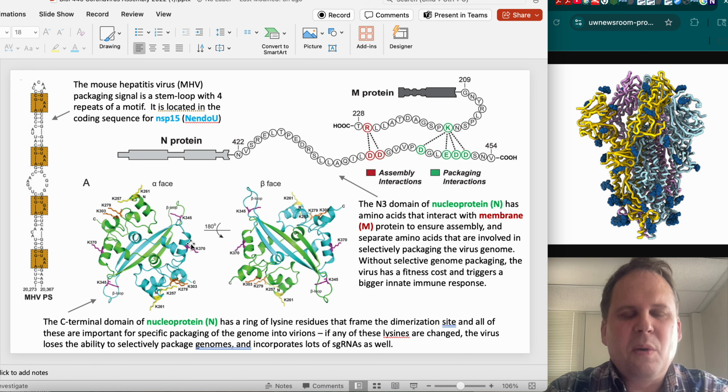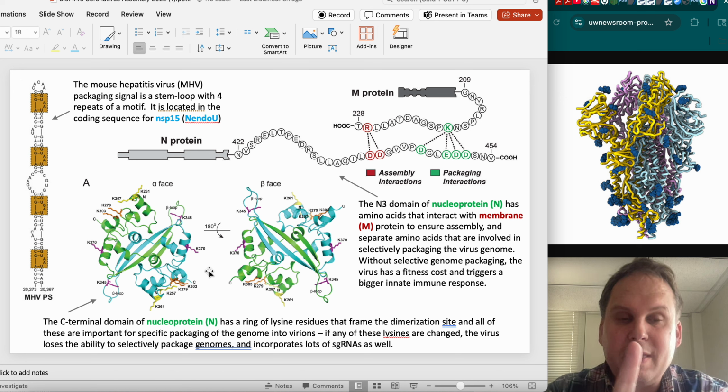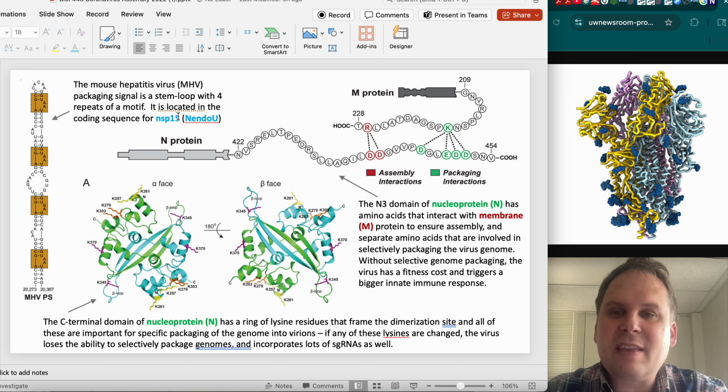Okay, what does N do, and how does it do it? N is going to be involved in packaging. And remember, packaging is interacting with the genome RNA, not just any willy-nilly RNA, but special genome RNA. And the genome RNA is going to have this thing called a packaging signal. We're going to abbreviate that as PS for packaging signal.